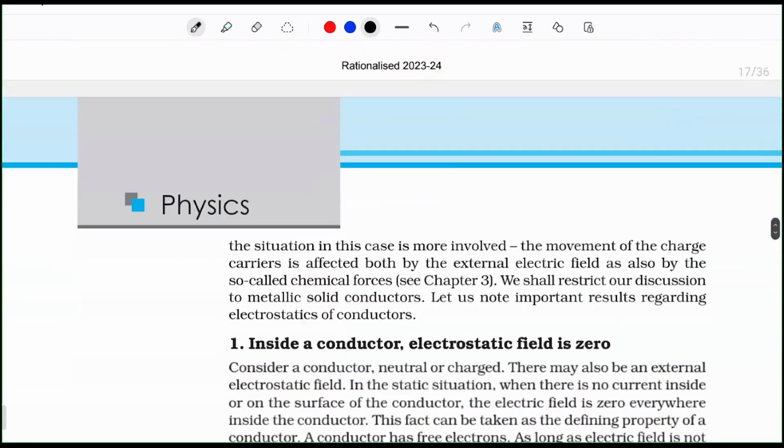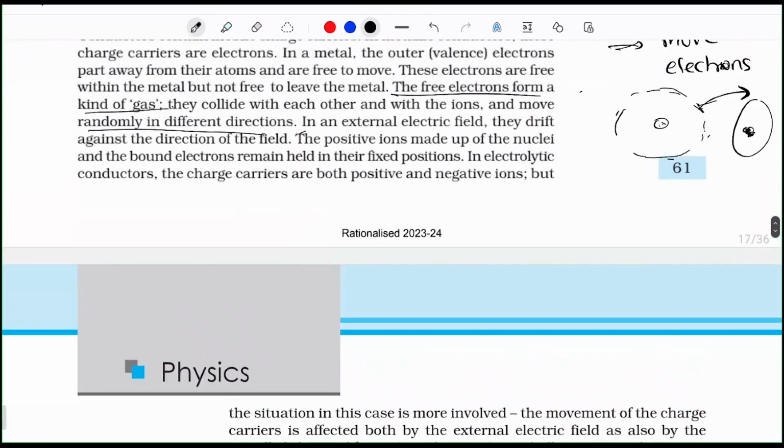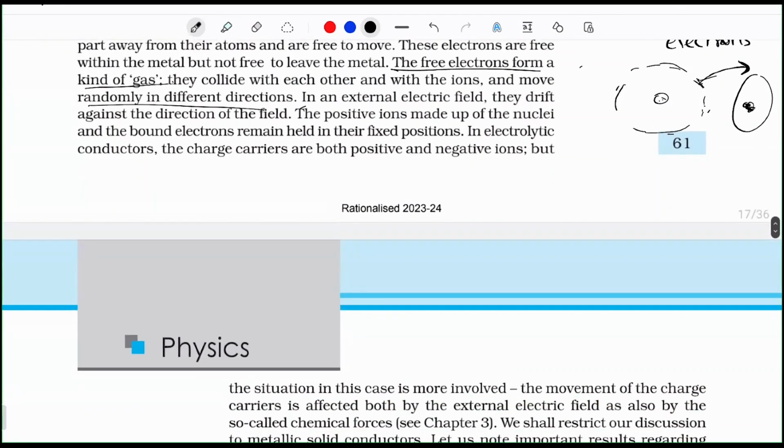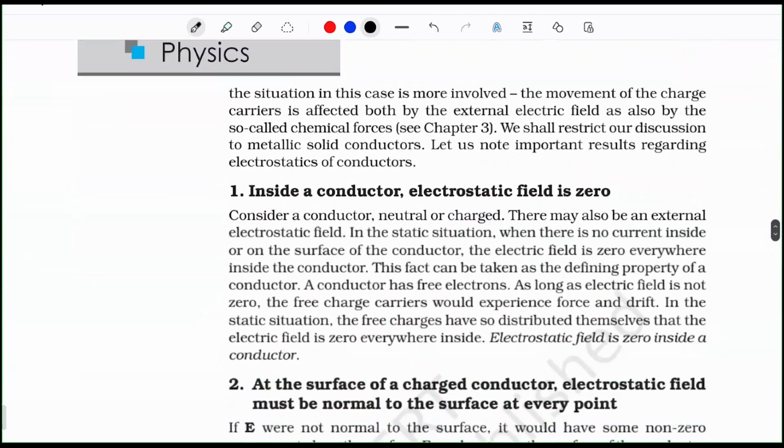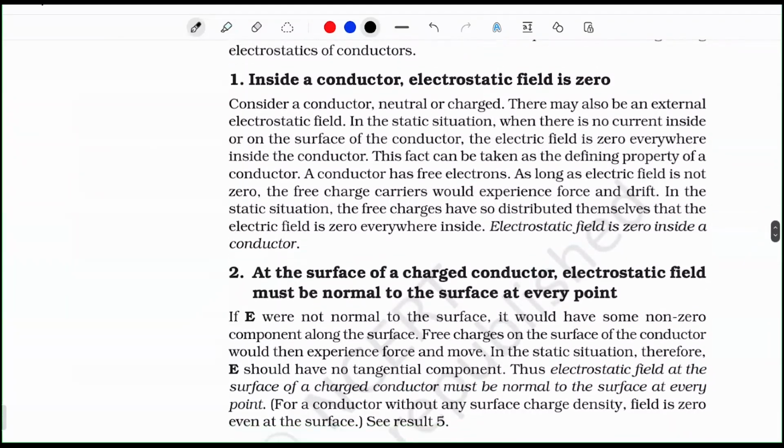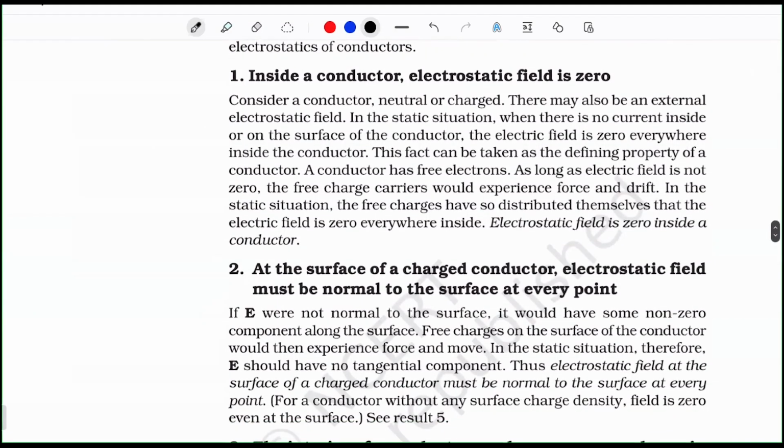There's a little bit in this textbook about charge carriers, which is the point that I was trying to drive, but let's not go too much into it. There are a few properties of conductors that are very important, so we'll go over them. The first point is that inside a conductor, the electrostatic field is zero. And there's actually a very intuitive reason why this is the case.